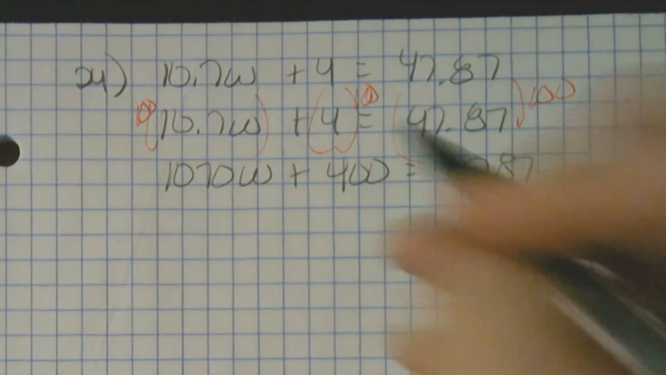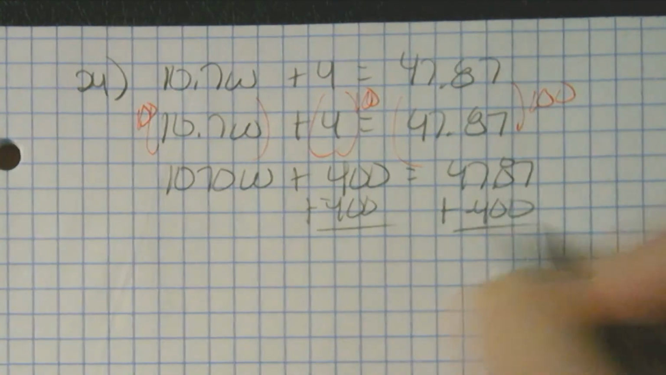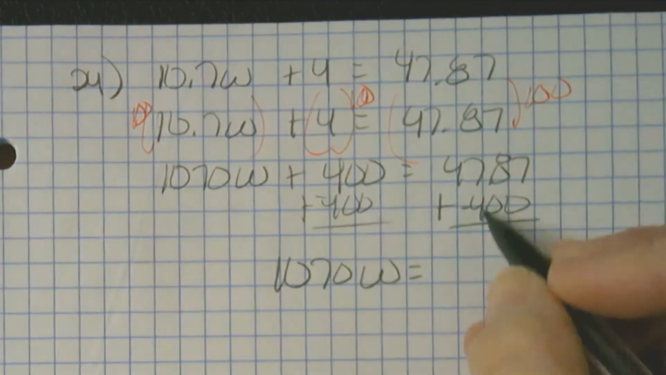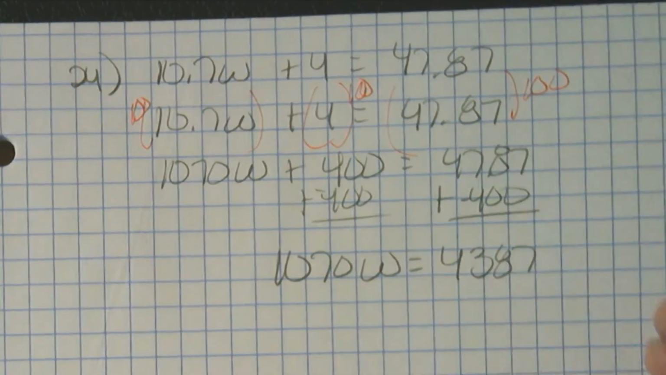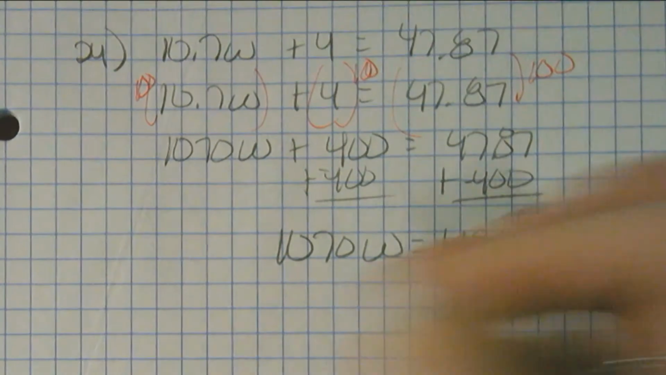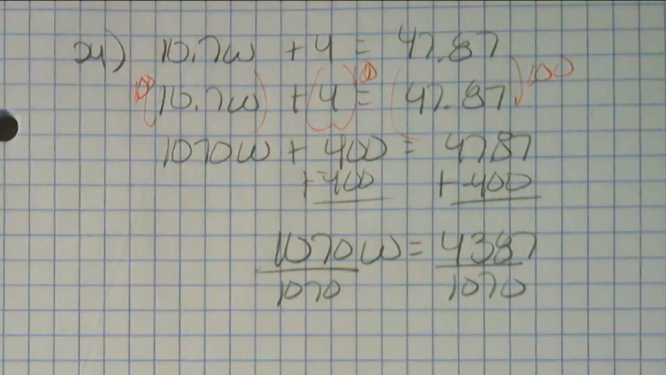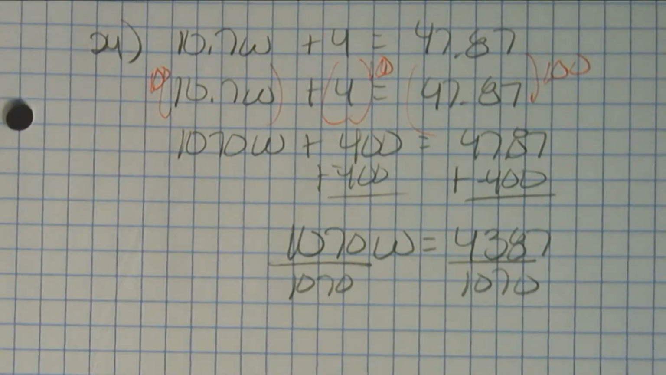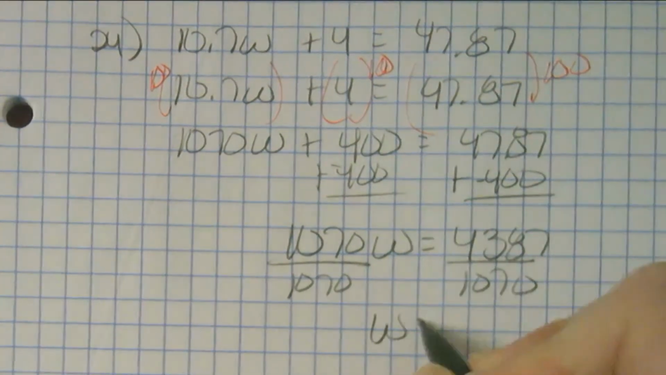All right, so now I'm going to add a negative 400 to each side, or subtract 400. So I have 1070w is equal to 4,387. And then I'm going to divide each side by 1070. All right, so I have 4,387 divided by 1070, and I end up with my w is 4.1.